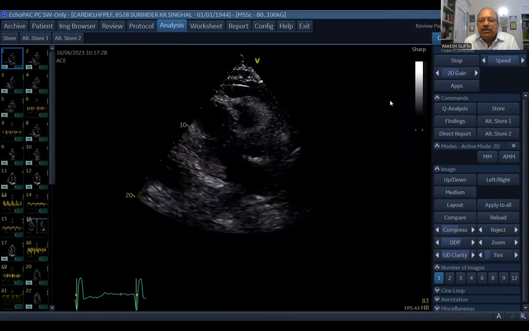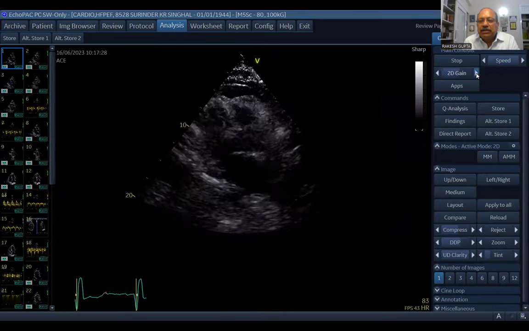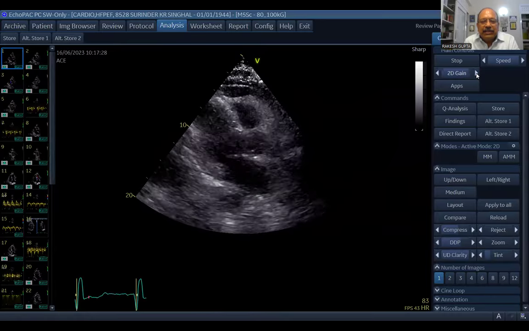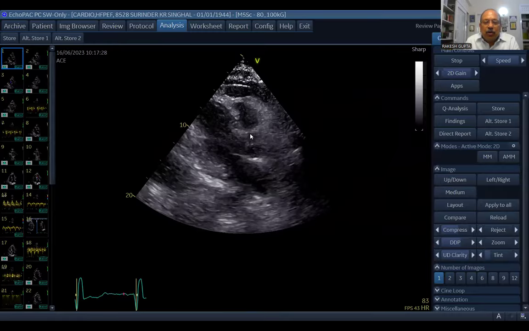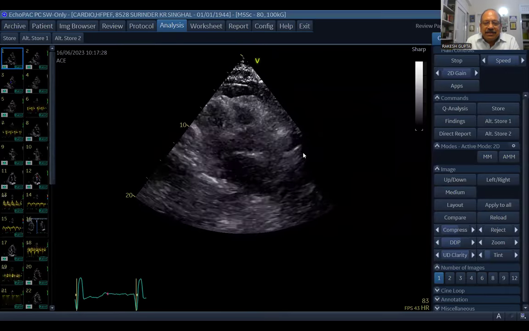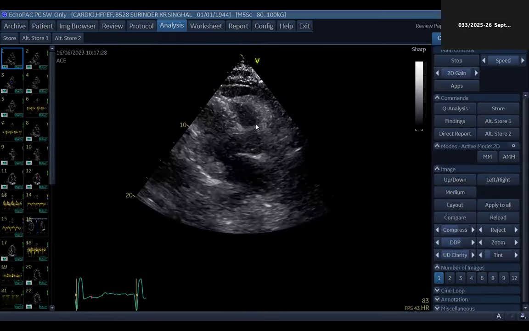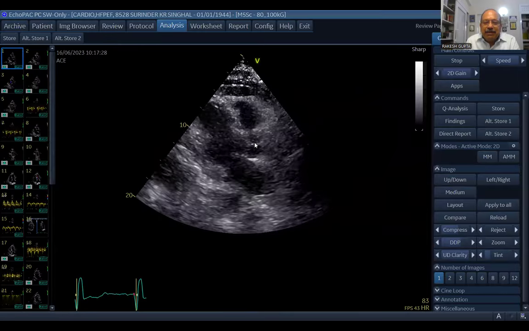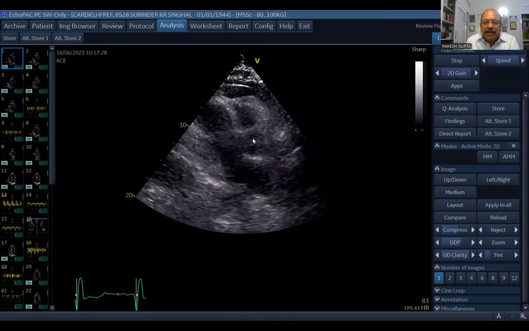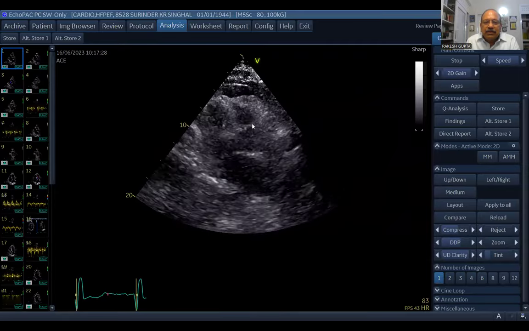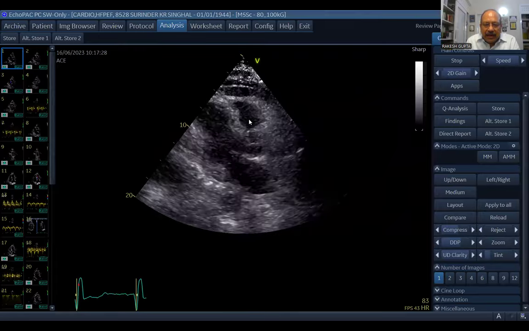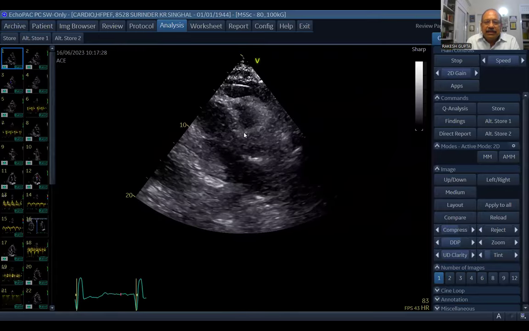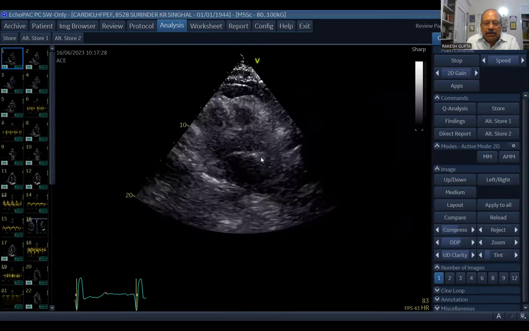Not a very happy picture, but I'll try to make it as happy as possible. I'm increasing the gain to a large extent. Now this is the parasternal long axis view. Look, my aorta is all straight and horizontal. And I can see both leaflets opening up. So this is the RV free wall. This is the RV. This is the anterior aortic root. This is the posterior aortic root.